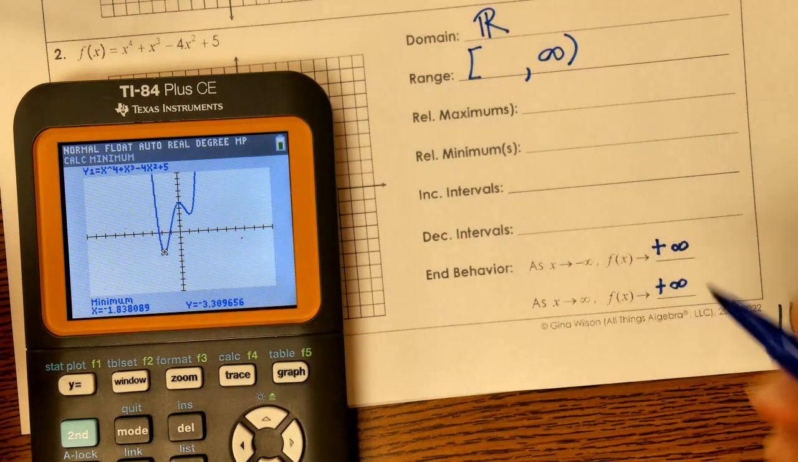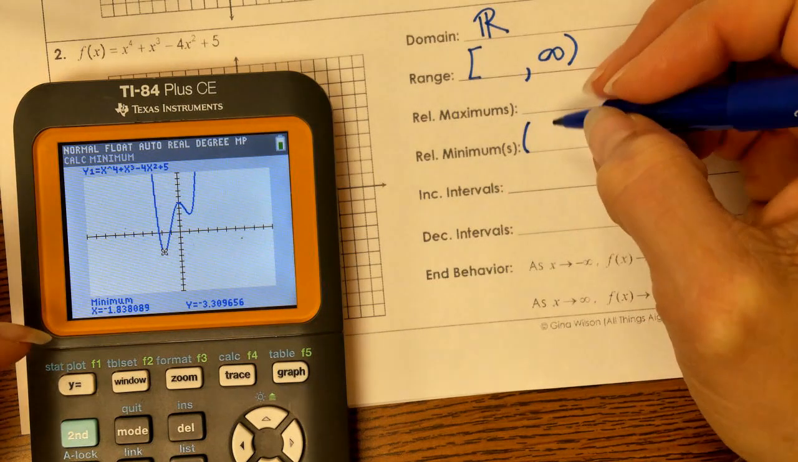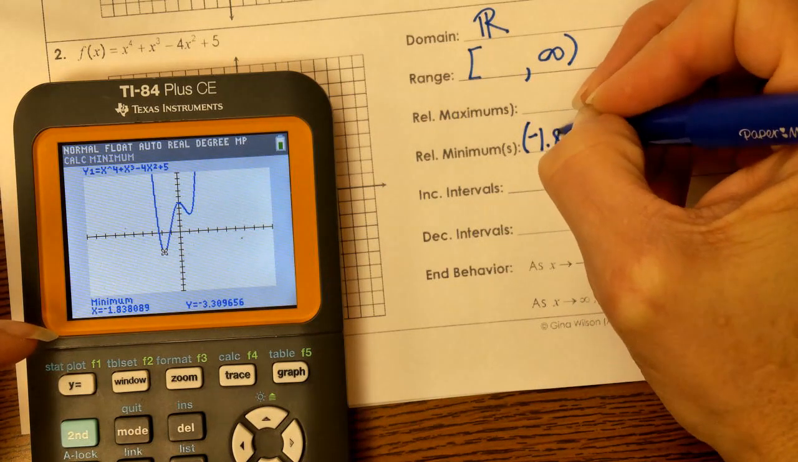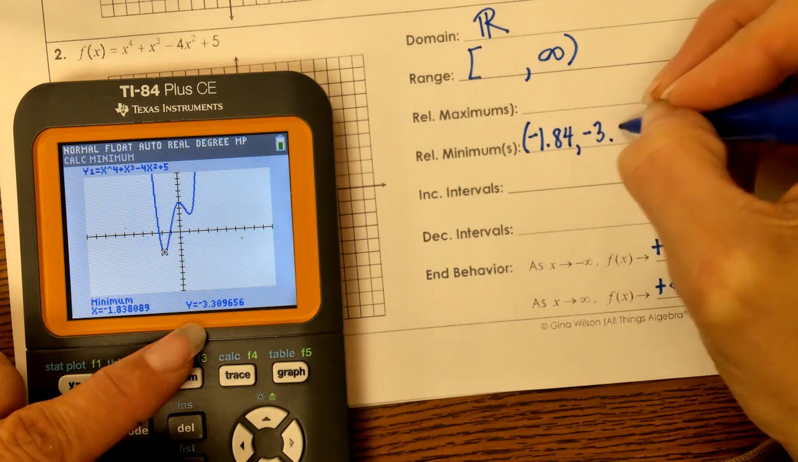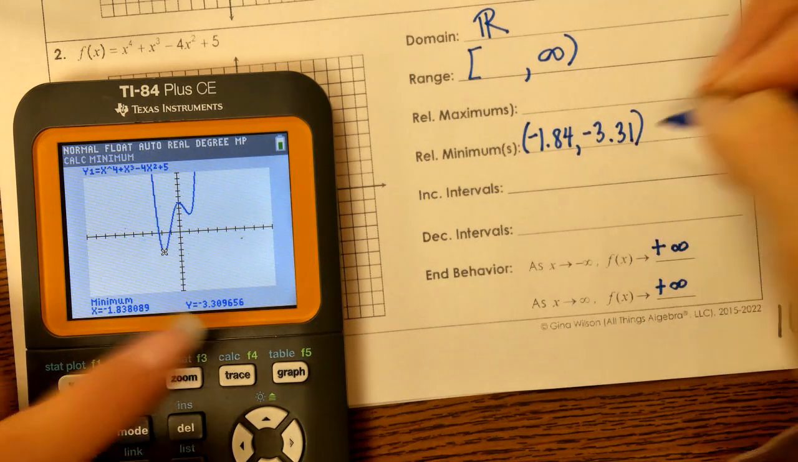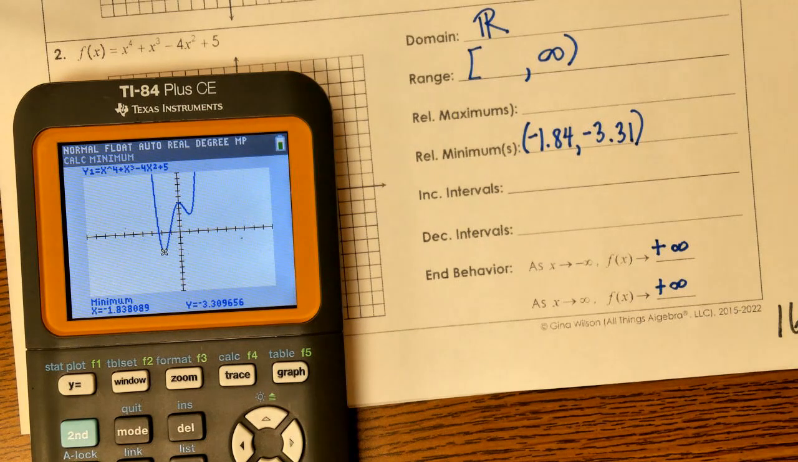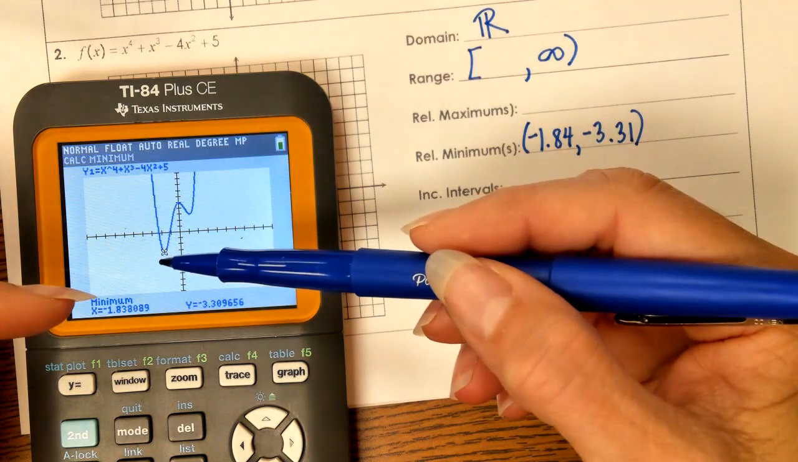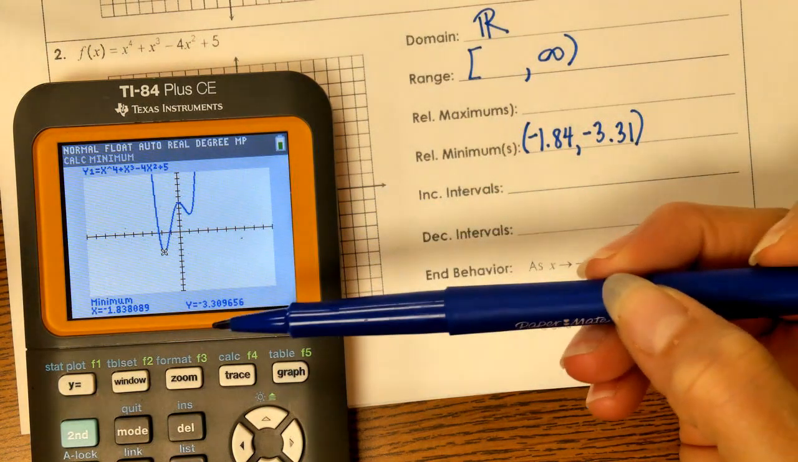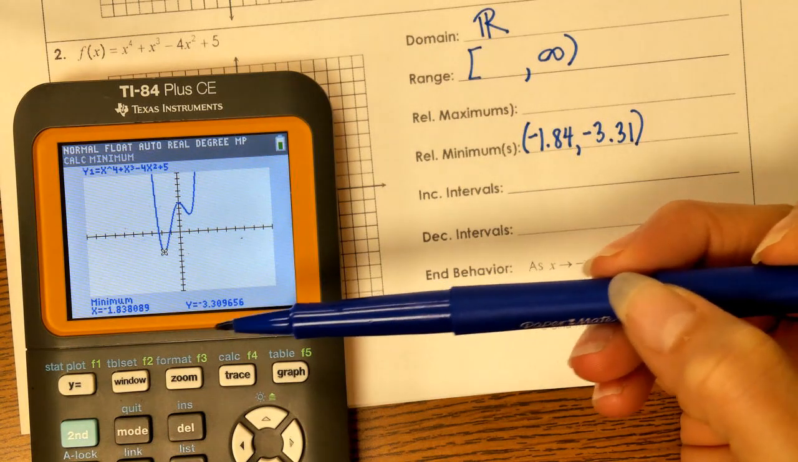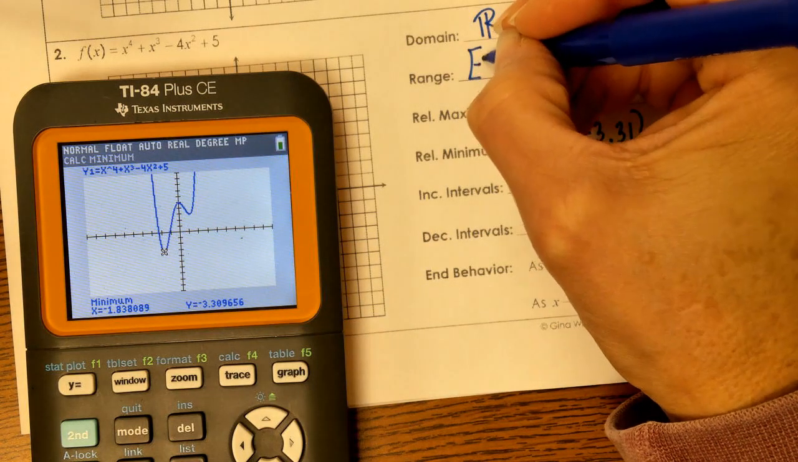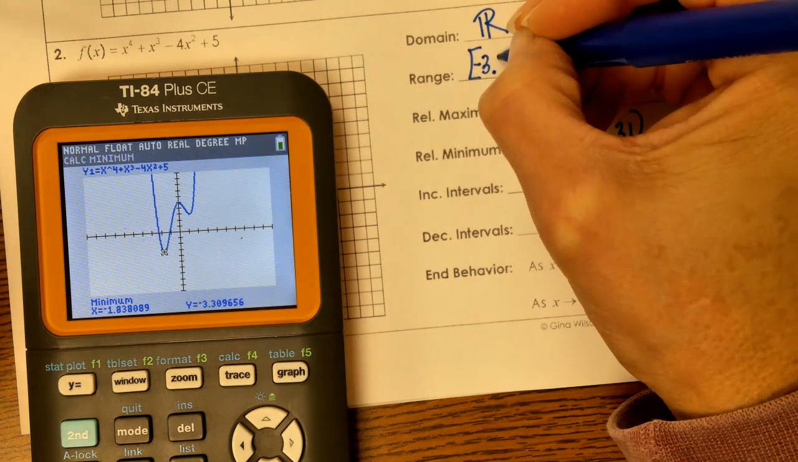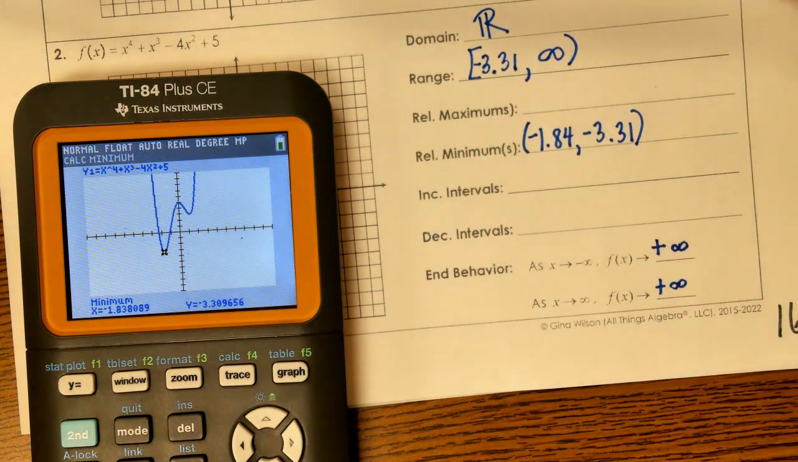This is one of our minimum answers, so I'm going to also write it right here. It is -1.84 and -3.31 for the y value. I did just round it to 2 decimal places. Now, we mentioned range, and now that we know that y value right here, the lowest point on the graph for y is at -3.31. So that's where our range stops, -3.31, and it goes all the way up to infinity.